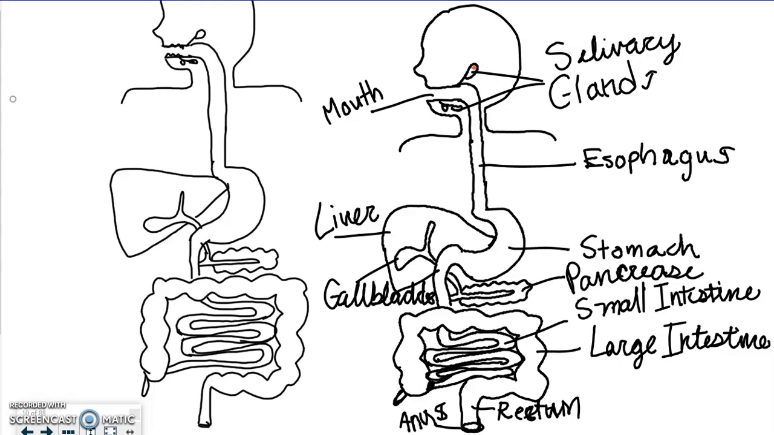This gland up here is the parotid salivary gland. We have the sublingual, under the tongue, salivary gland, and the submandibular. Your mandible is your lower jaw. Sublingual and submandibular salivary glands.